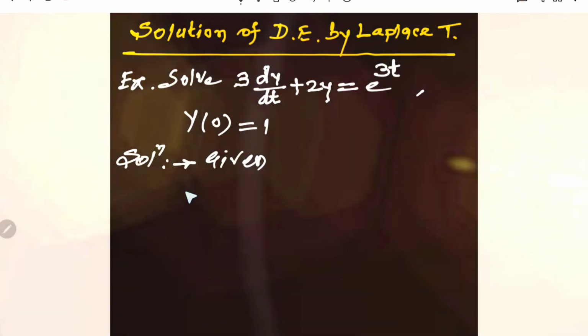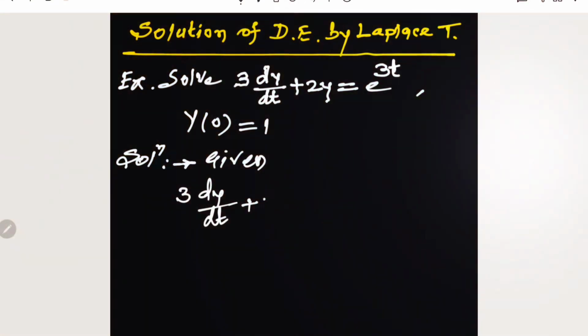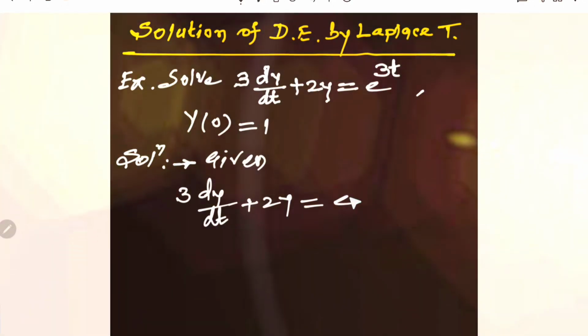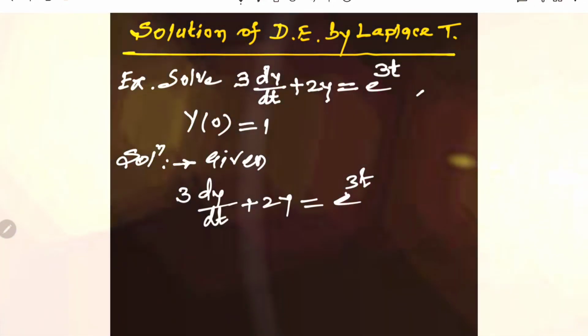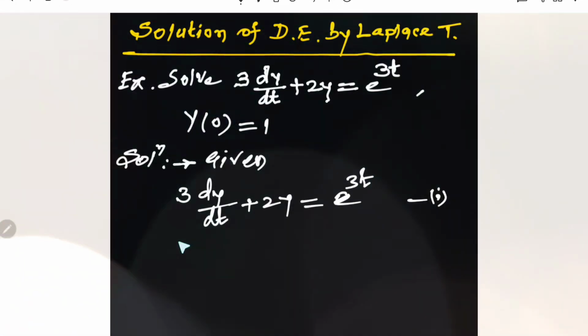Given differential equation is 3 dy by dt plus 2y is equal to e raised to 3t. We call this as equation 1. Then the first step is taking Laplace transform.